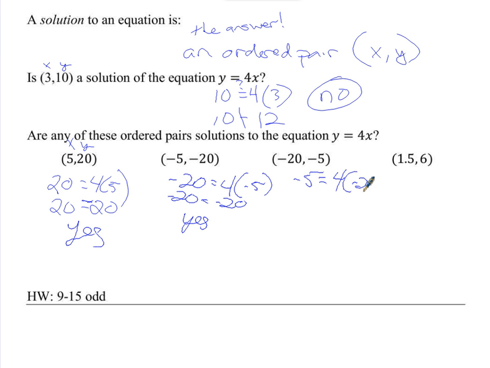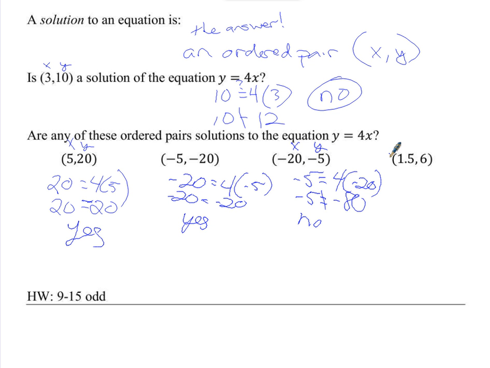Four parentheses, -20. Again, make sure you are entering these things in correctly. This is your x-coordinate, this is your y-coordinate. The y-coordinate goes in for y, the x-coordinate goes in for x. So we get -5 equals what? -80. Is that true? Nope. So I do that, and then I say no. Last one. What do we do?